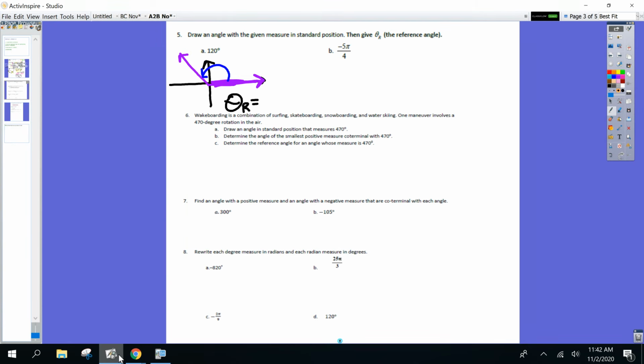Negative 240. Okay, you're doing the 360 thing. Remember, Hunter, you're doing co-terminal. Reference angle: x-axis and the terminal side, right? I need to find that angle right there. That's my reference angle. You're doing co-terminal. Go ahead. 60. Yep. Everybody's doing 180 minus 120, 60 degrees.